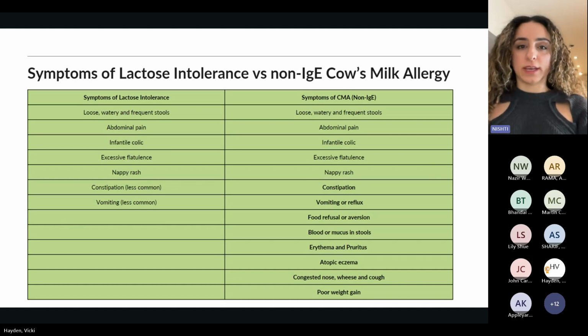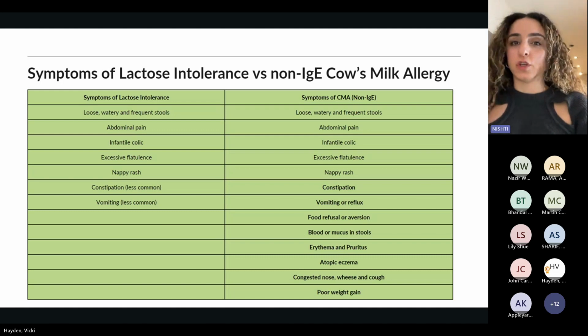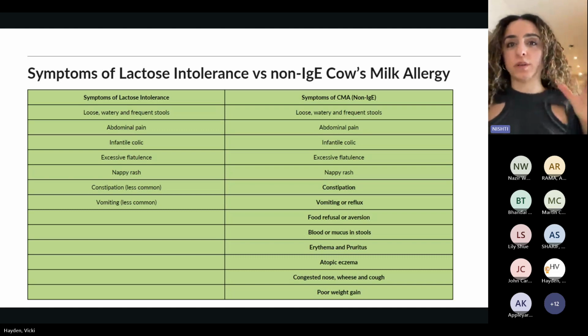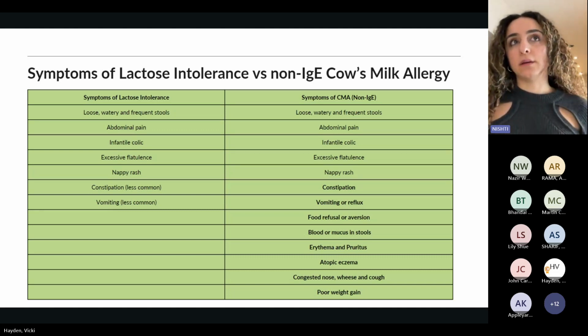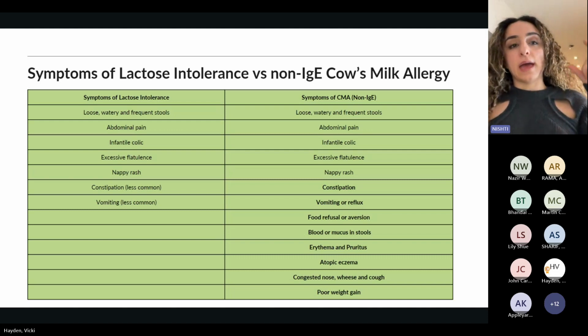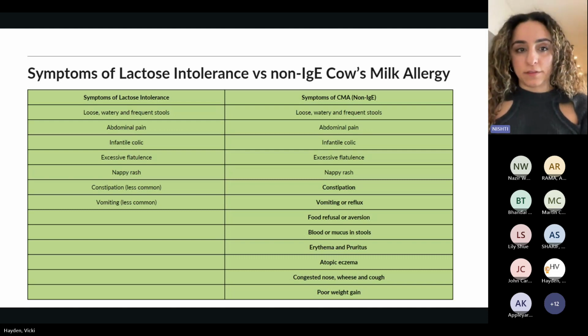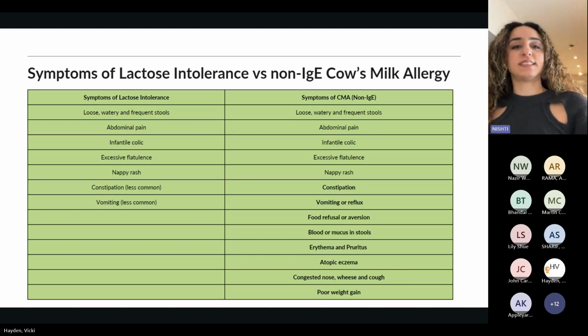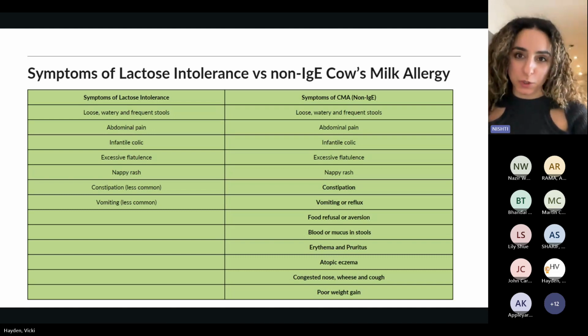So this is when it gets interesting. So symptoms of lactose intolerance versus non-IgE cow's milk allergy. And I'm focusing on non-IgE cow's milk allergy because this is what's often confused as being, often missed and labeled instead as being lactose intolerance. So you can see here the first 1, 2, 3, 4, 5, 6, 7 symptoms, or 5 to 7 symptoms, are fairly similar between the two.